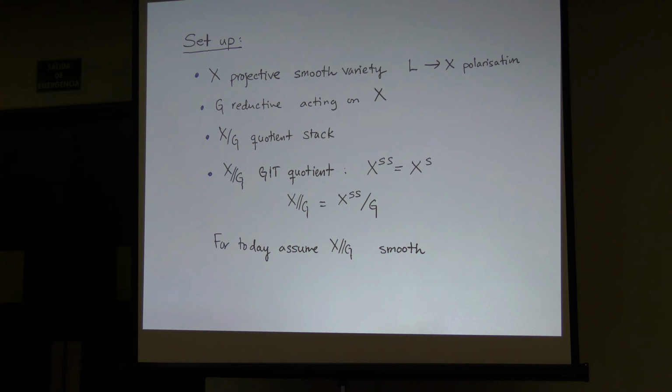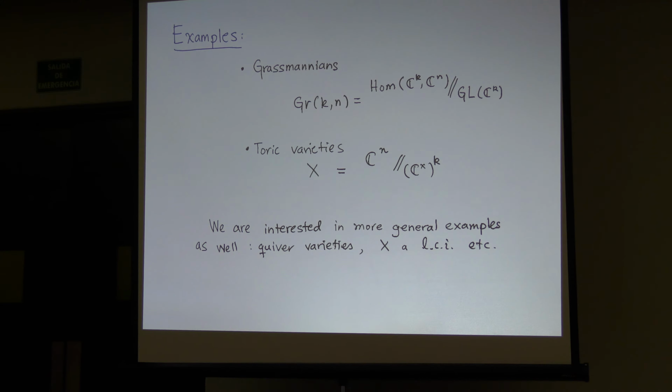In general, the setup works in great generality. For today, I'm just going to assume the quotient to be smooth, but you can assume that this is a Mumford stack, something a tiny bit worse. For instance, we're thinking at the moment, instead of a projective smooth variety, of allowing local complete intersections. The two examples that I want to discuss today are the Grassmannian, which is a GIT quotient given by matrices of size k by n, divided by changing basis, and that gives you k-planes in C^n.